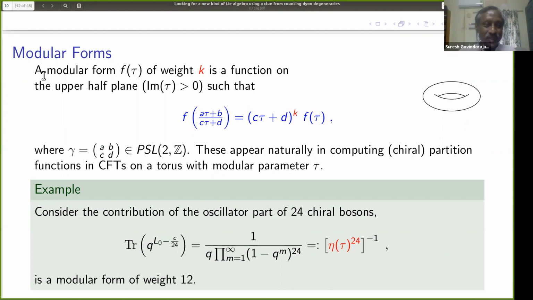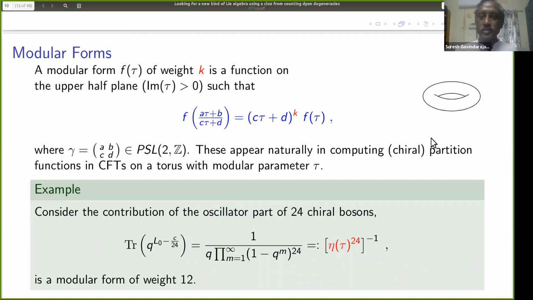Okay, so a modular form f of tau of weight k is a function on the upper half plane, so Im tau greater than 0, such that for A, B, C, D belonging to SL2Z, so A, B, C, and D are integers, it transforms with this factor (C tau plus D) to the power k times f of tau. So it goes back to itself. What I have in mind is that there's a torus whose complex structure parameter is this tau.